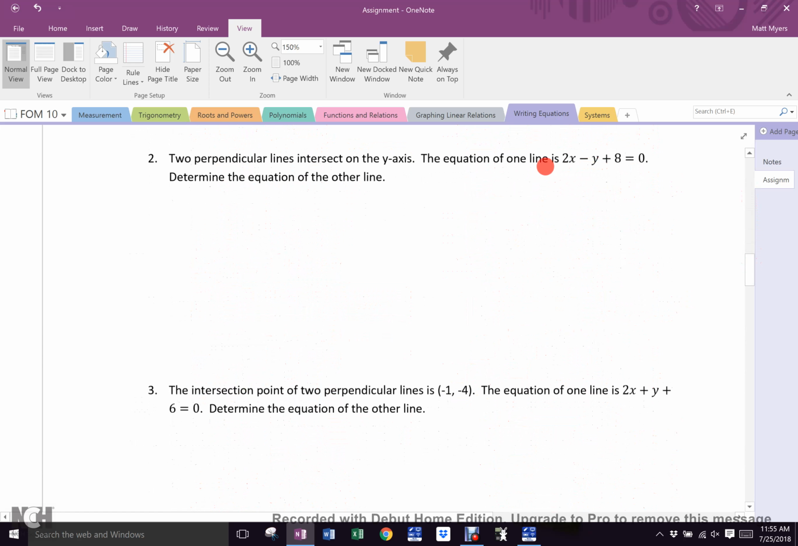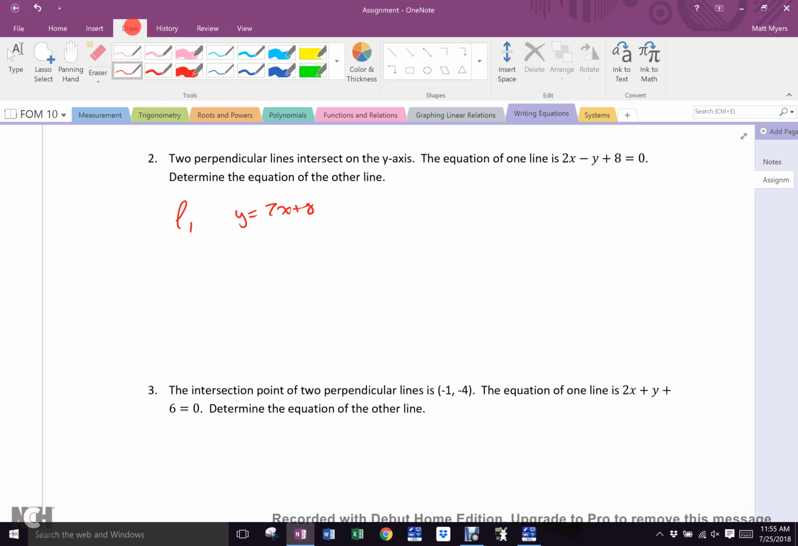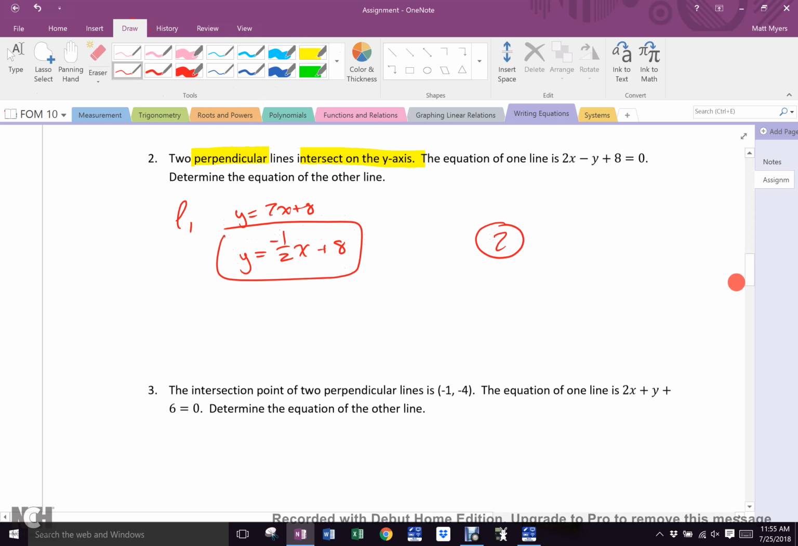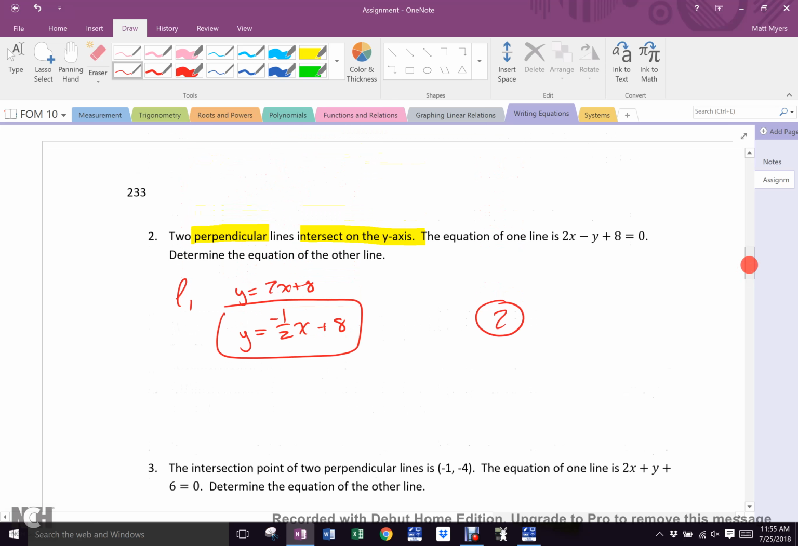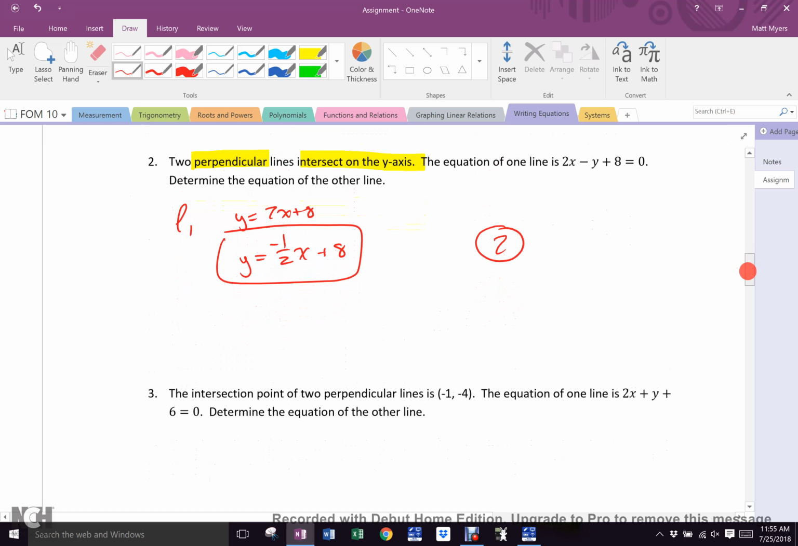One of the lines is this one. Line 1 is y equals 2x plus 8, right? The other line is perpendicular, but they have the same y-intercept. So the other line must be y equals something x plus 8, perpendicular, negative 1/2. 2 marks: 1 for recognizing all the stuff you needed to recognize, and 1 for doing all the algebra needed to get there.